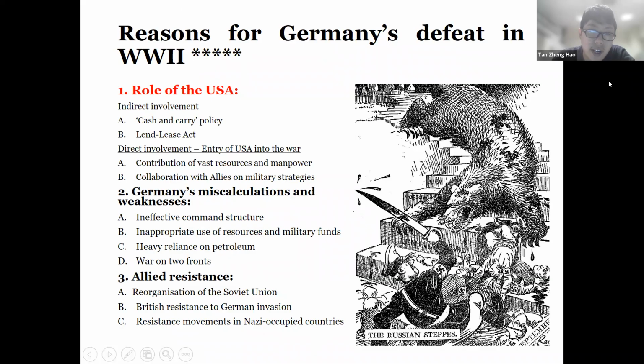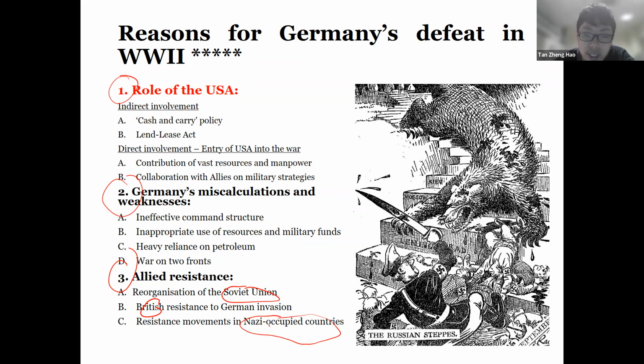This is a very important slide. I need you to understand that there are three big factors: the role of the USA in defeating Germany; Germany's own miscalculation and weakness; and how the other Allies, including the British and the Soviet Union, as well as the resistance groups in Nazi-occupied countries, influenced Germany's defeat.